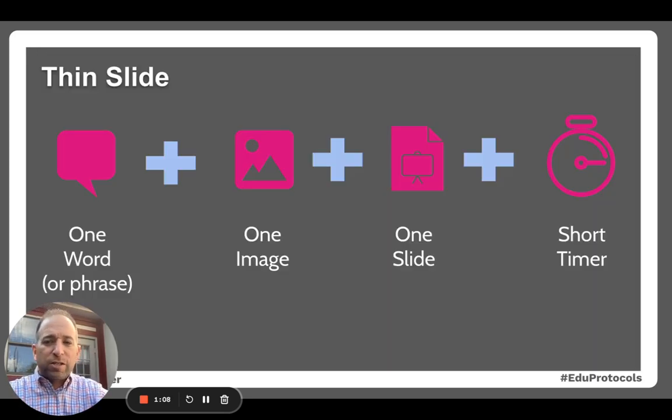So here we go. Here's the recipe for a thin slide. It is one word or phrase, one image, one slide, and you're going to get it done in a short amount of time. You determine that time and you create the prompt. And you can create all kinds of different prompts.